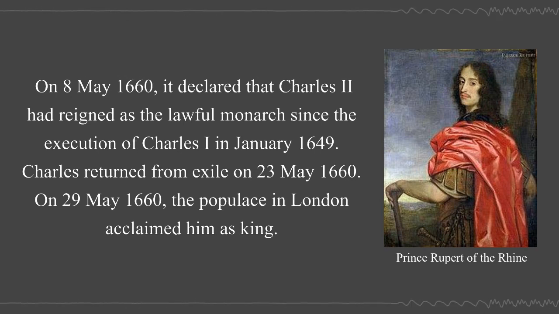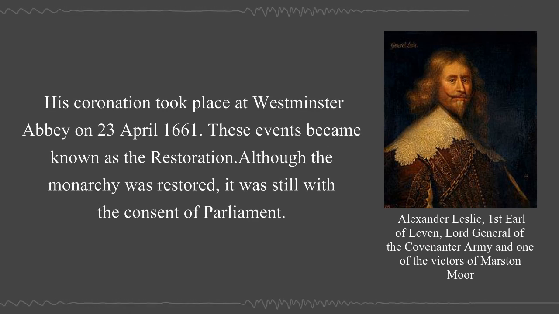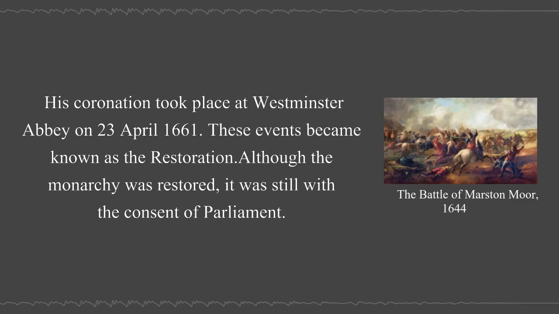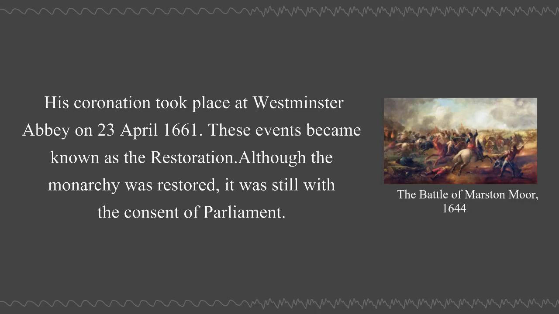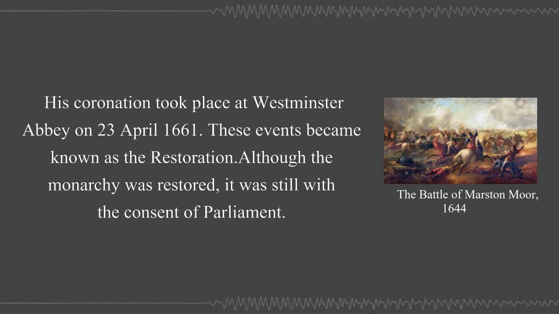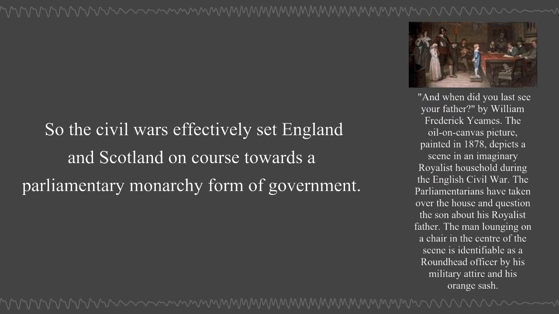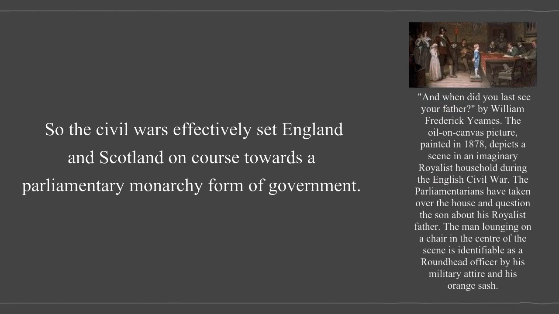On 29 May 1660, the populace in London acclaimed him as king. His coronation took place at Westminster Abbey on 23 April 1661. These events became known as the Restoration. Although the monarchy was restored, it was still with the consent of Parliament. So the civil wars effectively set England and Scotland on course towards a parliamentary monarchy form of government.